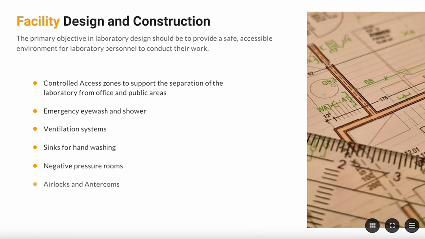Emergency eyewash and shower stations. Adequate ventilation systems. Sinks for hand washing. Negative pressure rooms for specific types of work. Airlocks and anterooms for added protection. Separate areas for different levels of containment, e.g., Biosafety Level 2, Biosafety Level 3.